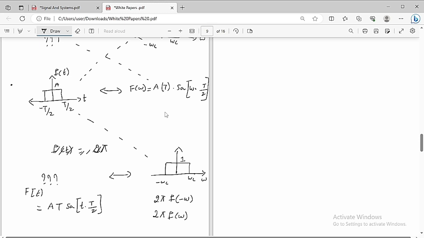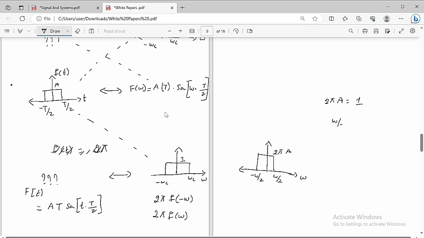T into capital T by 2. So here, 2 pi times f of minus omega. Here, 2 pi times f of minus omega means what you are going to get for this one. For this one, what will it be? It will be 2 pi a, and here it will be omega by 2 and then minus omega by 2, as per the concept. So now, what will I do in the frequency domain? But you know, 2 pi a is equal to 1.